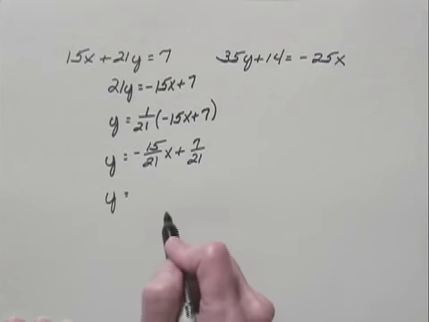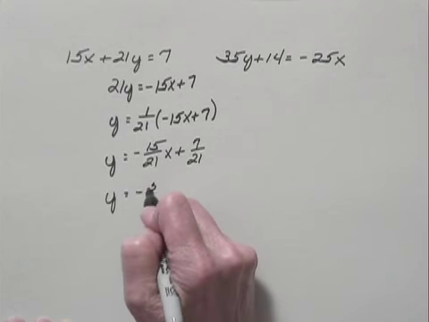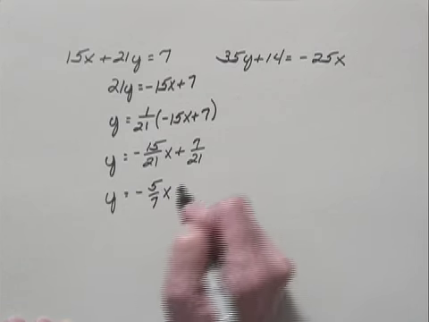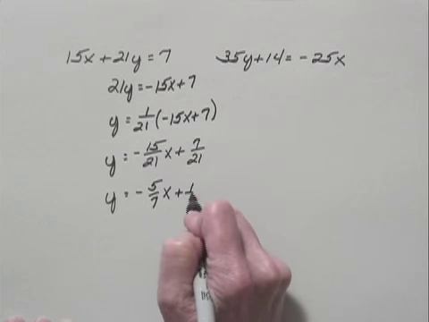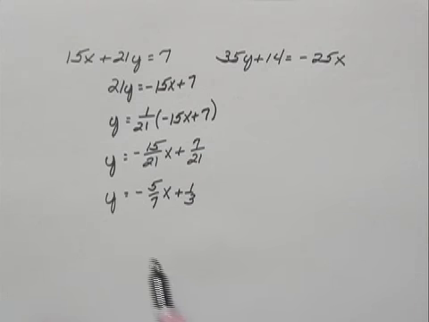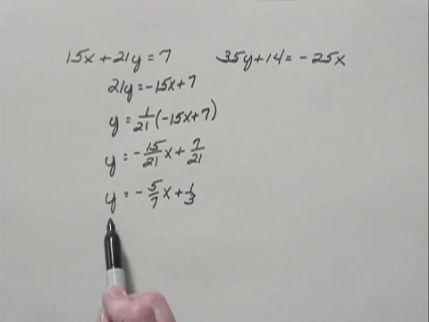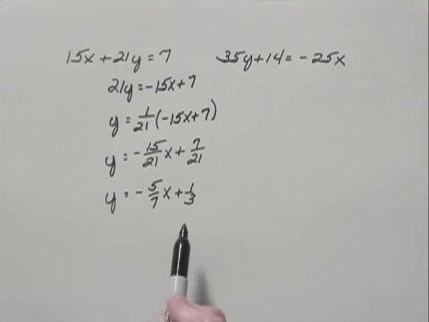Negative 15 over 21 is negative 5/7. And 7 over 21 is 1/3. So this equation is equivalent to y = -5/7 x + 1/3.